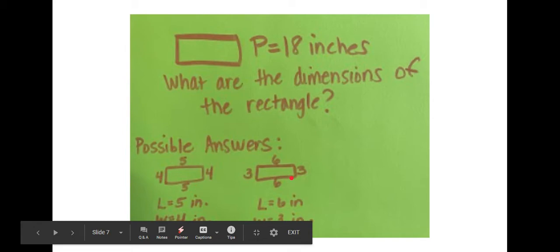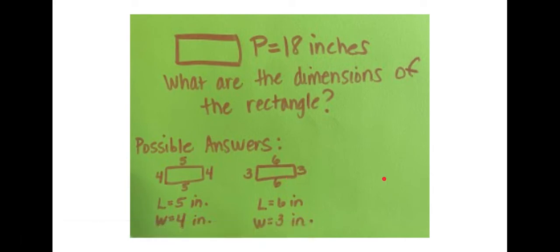If I look over here, I could have a rectangle with the dimensions of 6 and 3. So again, 6 plus 6 plus 3 plus 3 equals 18. Okay, now we could go even further and give more answers, but these are 2 examples of how you would go about a problem like that.